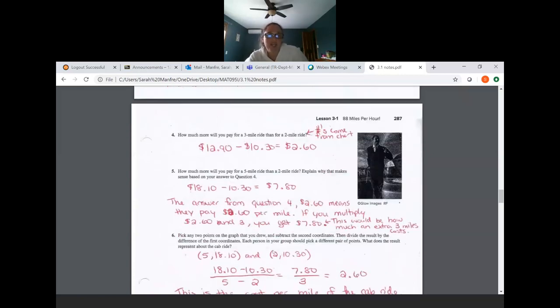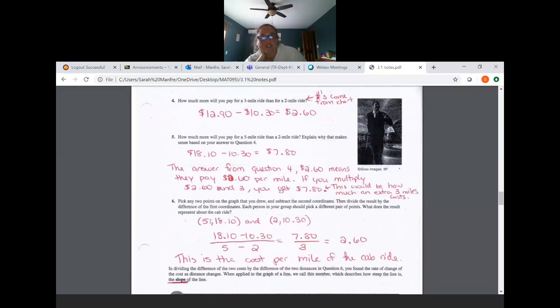Question 6. Pick any 2 points on the graph that you draw and subtract the second coordinate. Then divide the result by the difference of the first coordinate. Each person in your group should pick a different pair of points. Okay, so I specifically chose these 2 points. Those are the same points that we just did in question number 5.